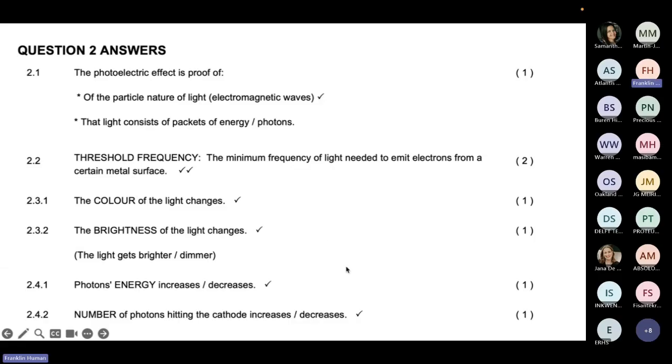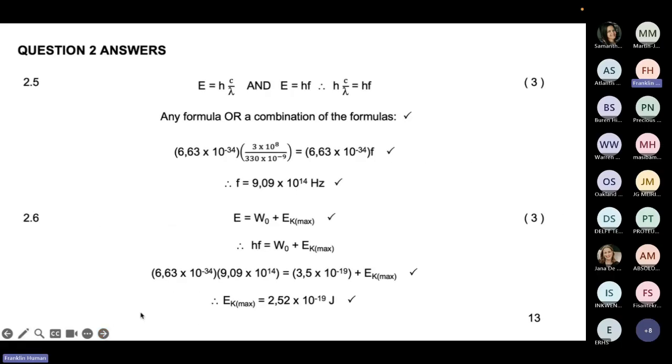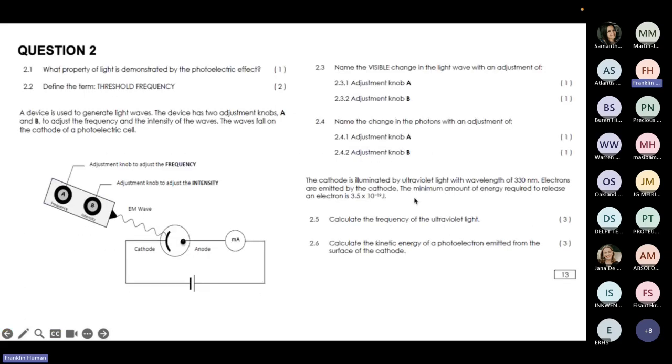All right. Okay. Let's move on. Right. To answer question 2.5, I'll just go to question 2.5 quickly so we can look at it together. The question 2.5 starts with this part. The cathode is illuminated by ultraviolet light with a wavelength of 330 nanometers. Electrons are emitted by the cathode.